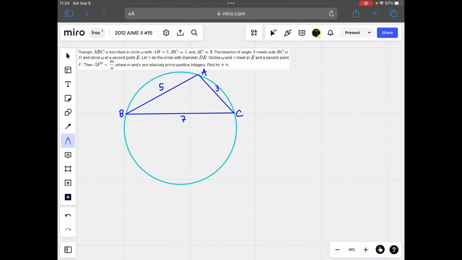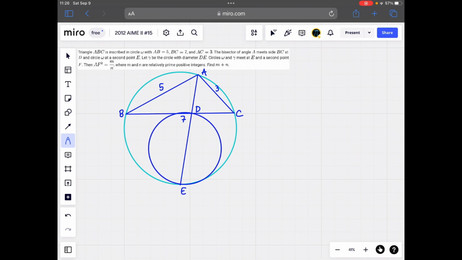We have our triangle ABC, which has side lengths AB equals 5, BC equals 7, and CA equals 3. It's inscribed in circle omega. Then we have the bisector of angle A, which meets side BC at point D and circle omega at a second point E. There we go. We are now going to construct the circle gamma with diameter DE.